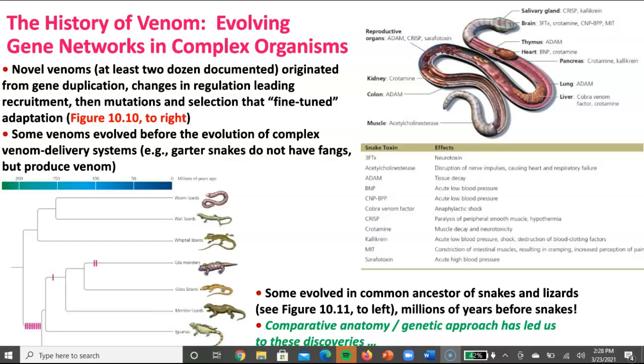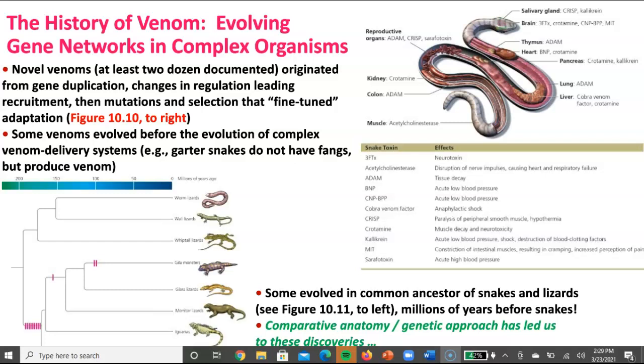If you look at the figure on the upper right-hand side of the slide, it's showing you a bunch of different snake toxins, listing them and the effects they have, whether they're neurotoxins or decaying tissues or causing changes in blood pressure or causing muscle decay or whatever. There are numerous different effects that these snake toxins, which have arisen through gene duplication, have on prey or whatever has been bitten.